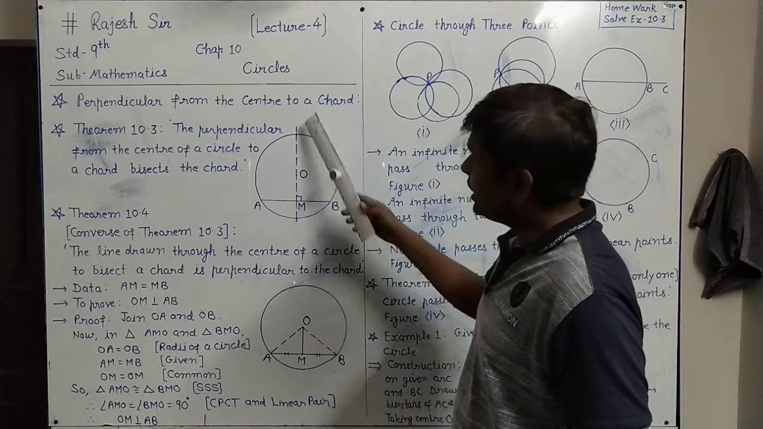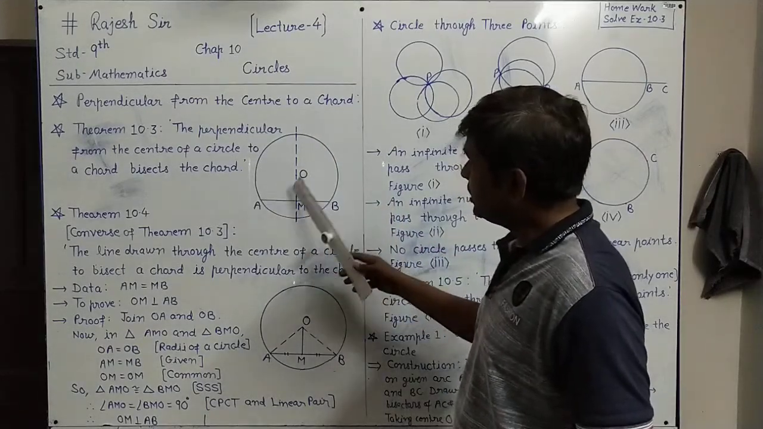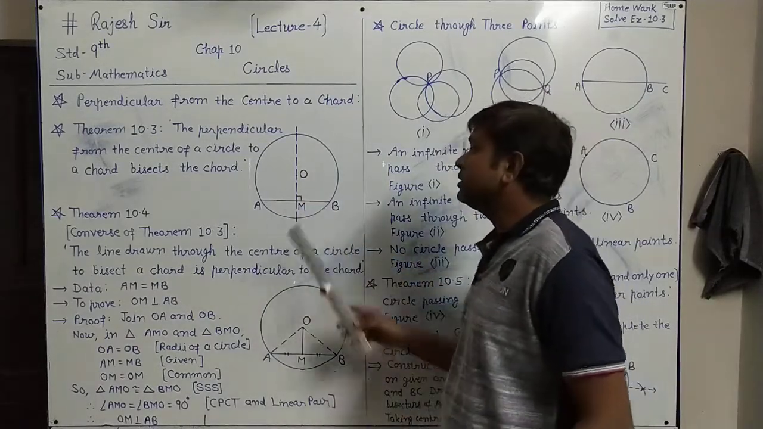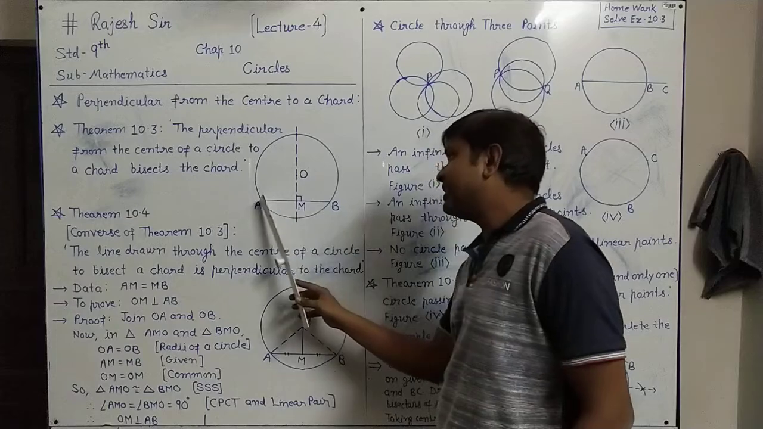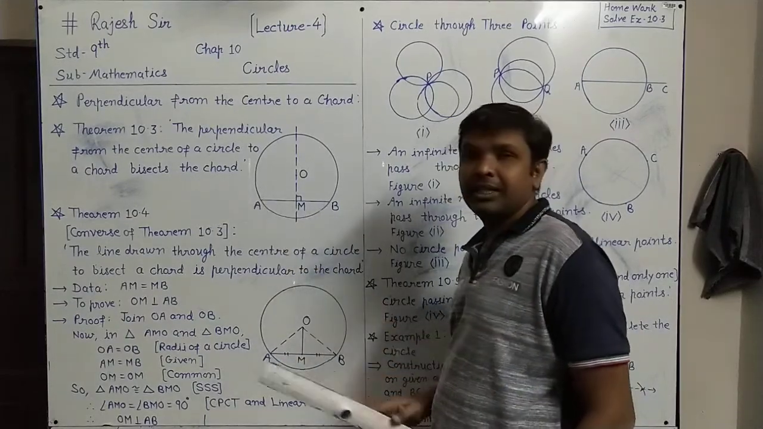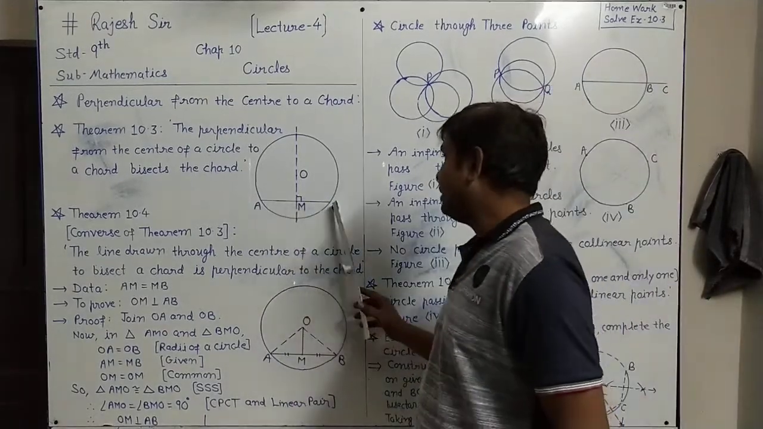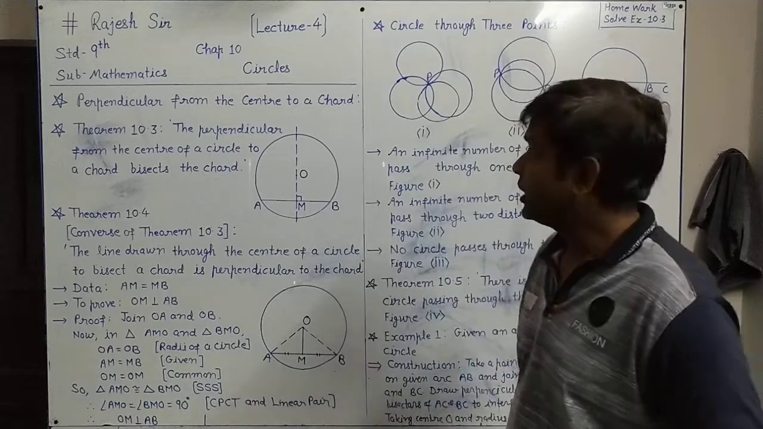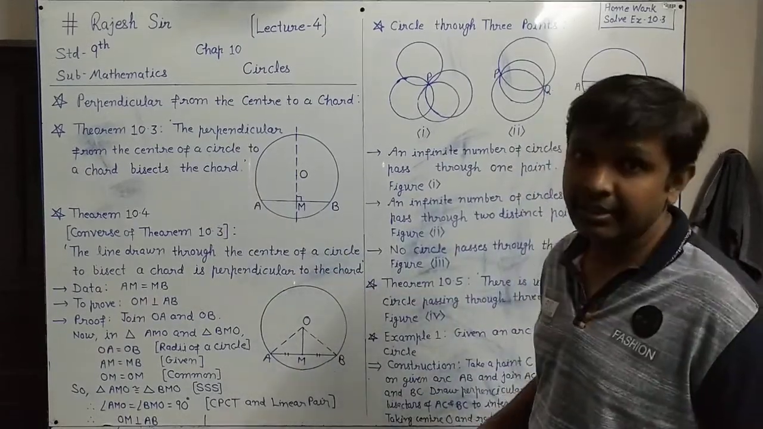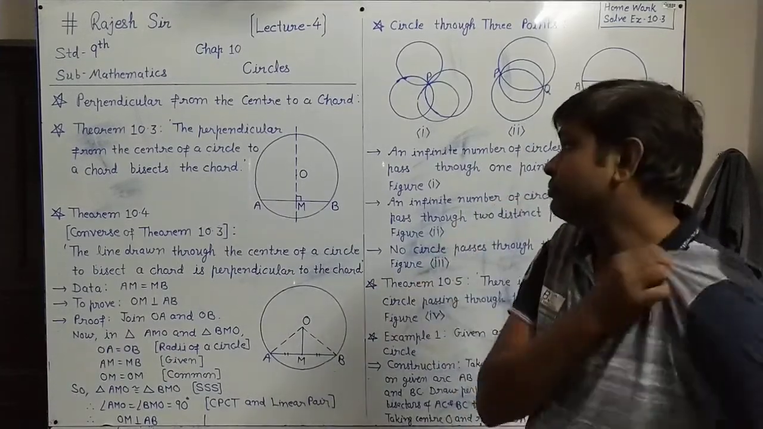If a perpendicular like this OM is drawn on the chord from the center, then what happens? This perpendicular bisects the chord. Bisect the chord means AB will be divided into two halves, meaning AM equals MB. This is theorem 10.3. We have to remember it for next time, for examples and exercises, and questions related to this will be asked in the exam.